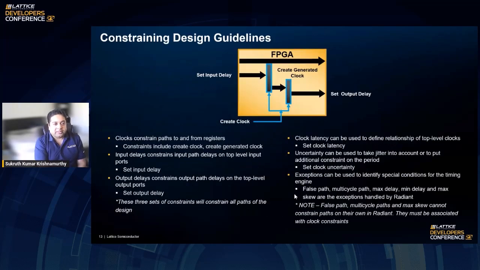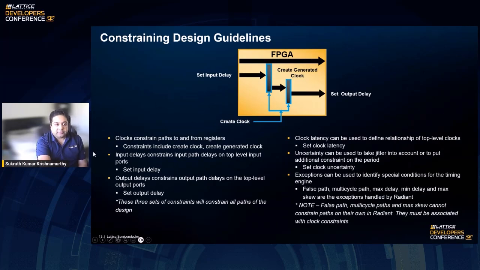Now let us look at some of the constraining design guidelines. If you look at this image on the top, this is an FPGA boundary, and there are two registers in this. At the FPGA boundaries, users must include the input and output delay constraints for your input ports and output ports. Inside the FPGA, users have to declare all the clock constraints in order to achieve 100% timing constraints.